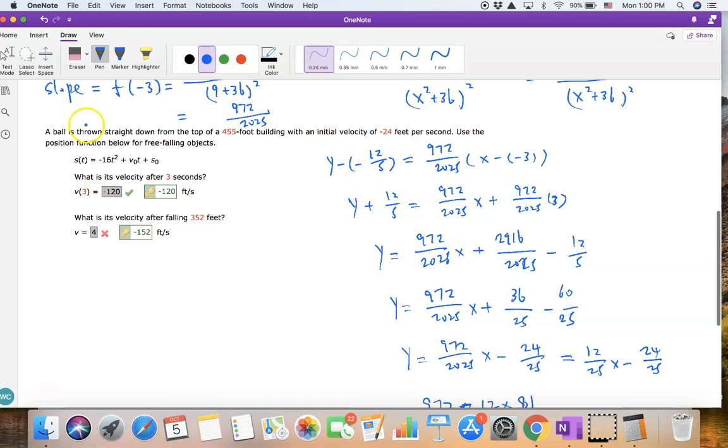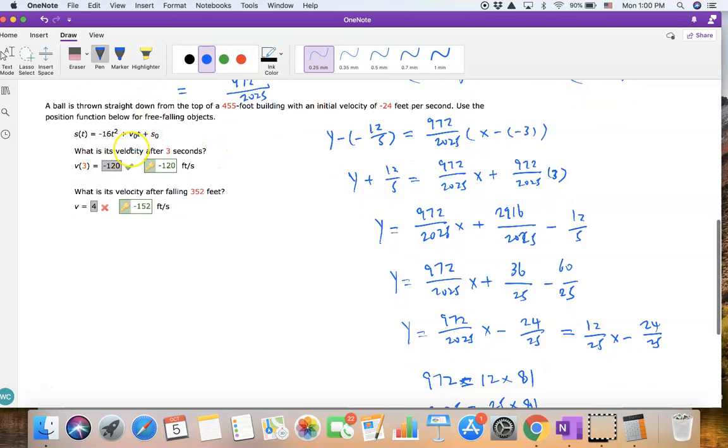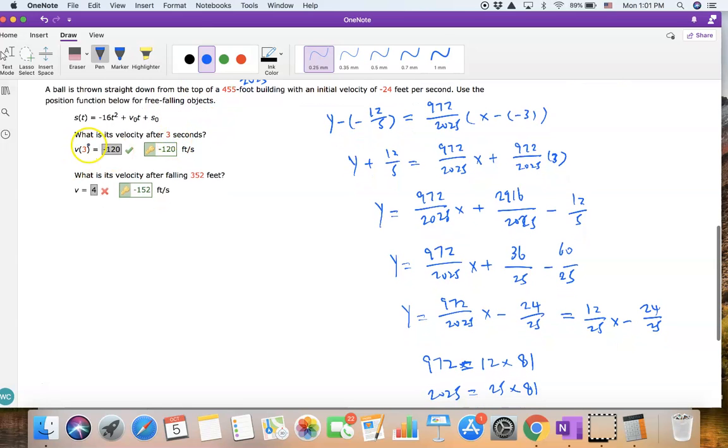All right, for number 3, a ball is thrown straight down from the top of a 455-foot building with an initial velocity of negative 24 feet per second. Use the position function below for free-falling objects. Here we assume there's no air resistance, so that's why it's called free-falling objects. What is the velocity after 3 seconds?